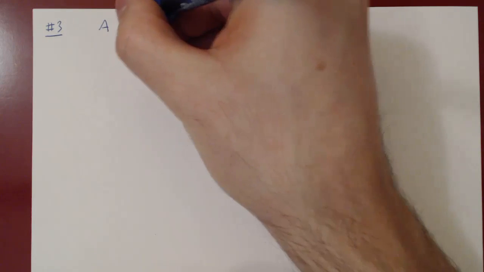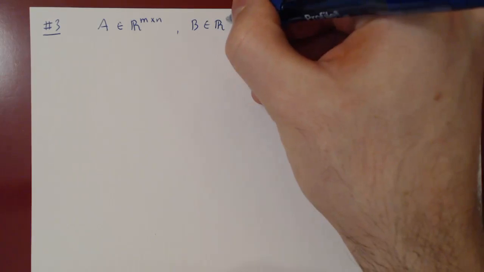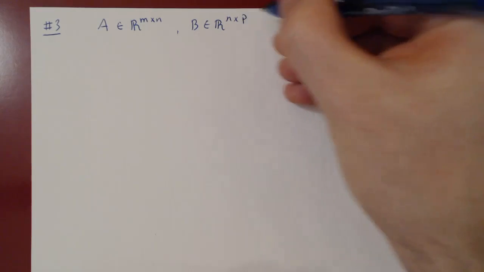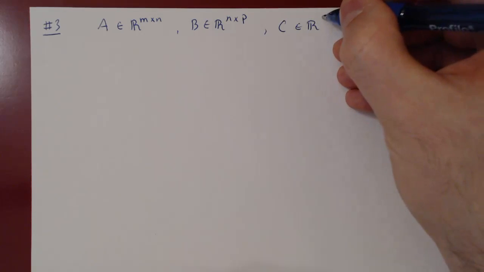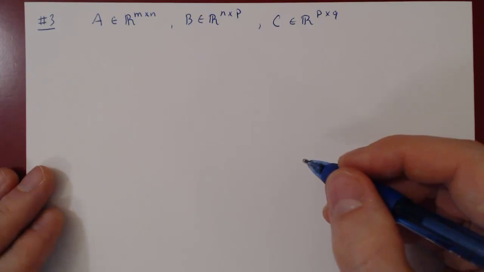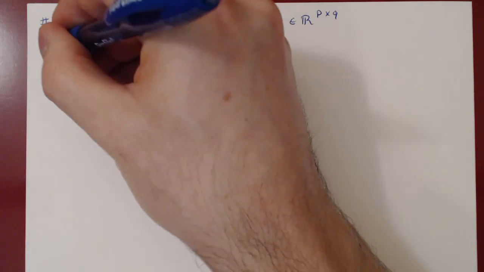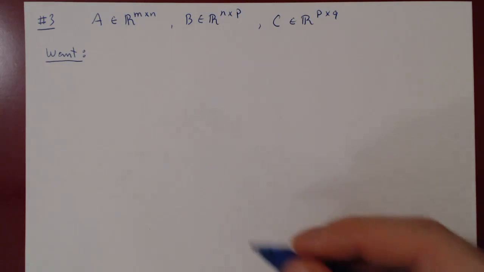So here, we'll let A be an M by N matrix, B be an N by P matrix, and C be a P by Q matrix. We have three matrices. So here's what we want to show. We want to show that matrix multiplication is associative.